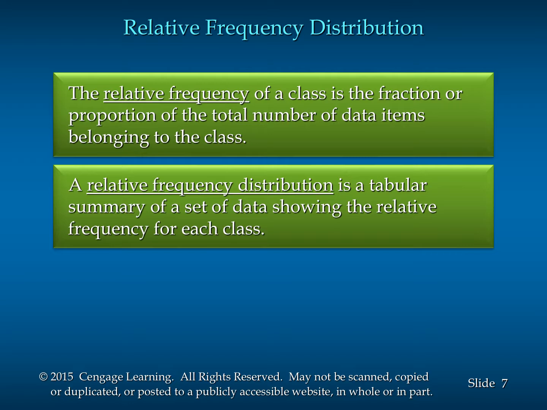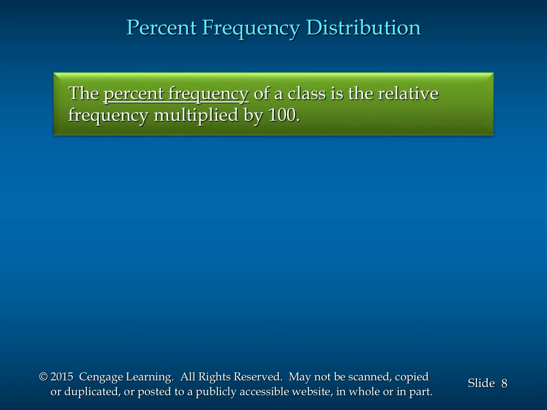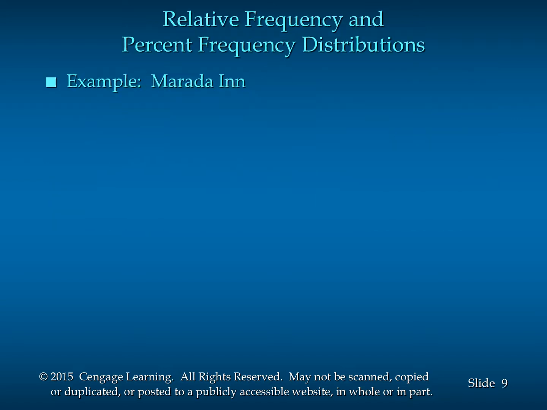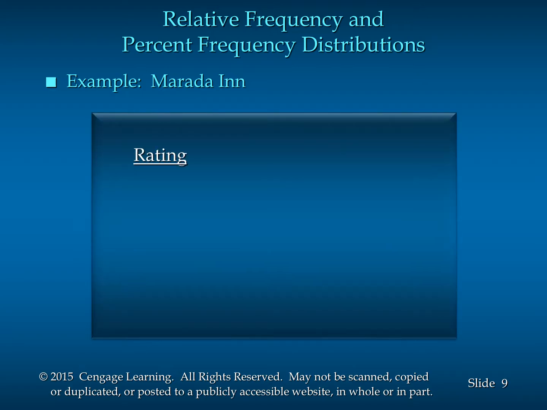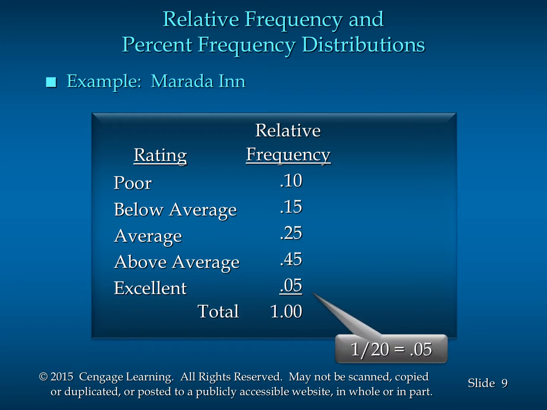By dividing the frequency in each class by the total number of data points, we obtain the relative frequency. We can take it even further by converting that relative frequency into a percent frequency. This table shows both relative frequency and percent frequency. Note that the total of all relative frequencies is equal to 1, and the total of percent frequencies equals 100%.